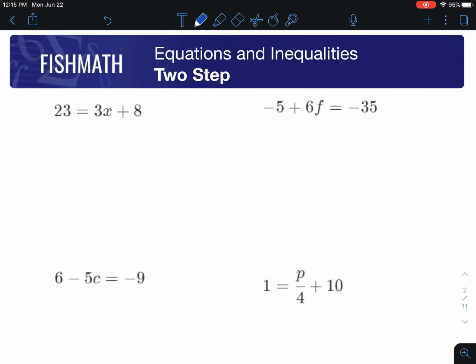Hi everyone, we're going to look at how to solve two-step equations and inequalities here. The steps are basically the same for an equation and inequality, so we're going to loop them all together, and then you'll see a couple differences here towards the bottom.